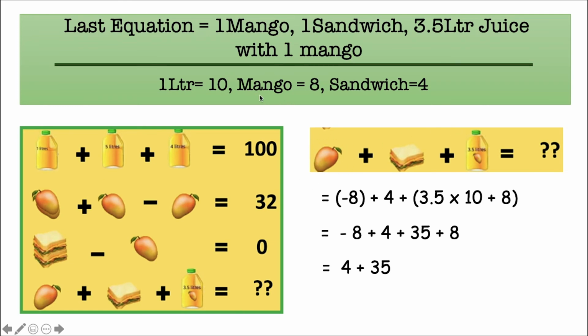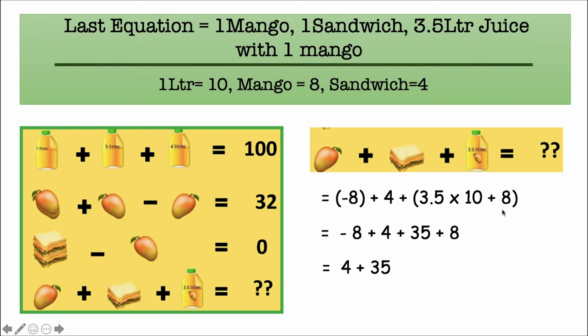So the normal mango value was 8. So we will write the negation of this mango, that is -8, plus sandwich value is 4, plus if 1 liter of juice was equal to 10, so 3.5 liters of juice will be equal to 3.5 into 10, plus this is our normal mango which is inside this bottle. So that value will be equal to 8.